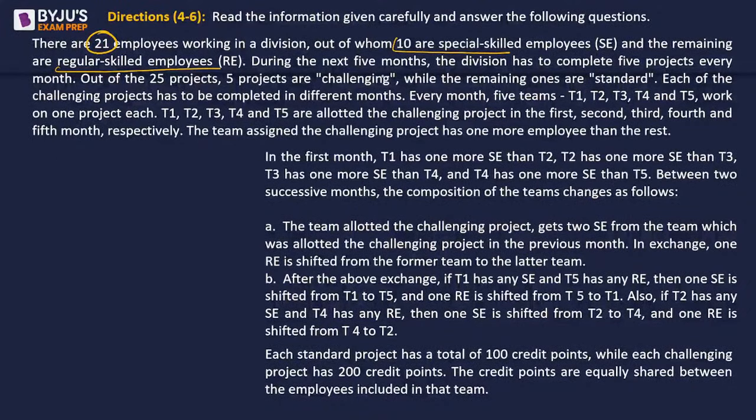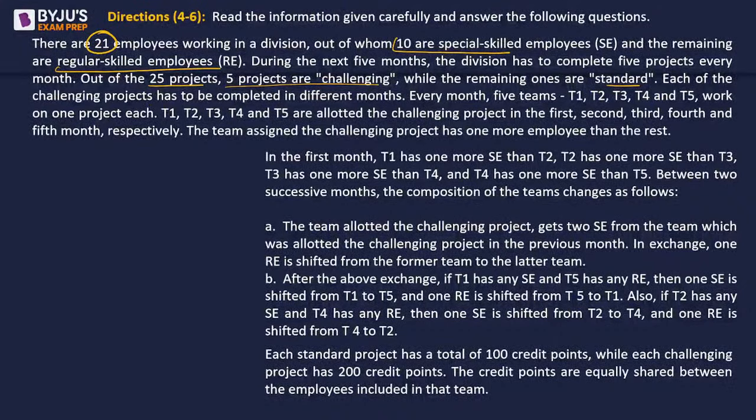Okay. Now, during the next 5 months, the division has to complete 5 projects every month. So 5 projects every month for 5 months means a total of 25 projects. Out of 25 projects, 5 projects are challenging, okay, while the remaining are standard. There are two types of projects, challenging and standard. So 5 challenging and 20 standard projects.